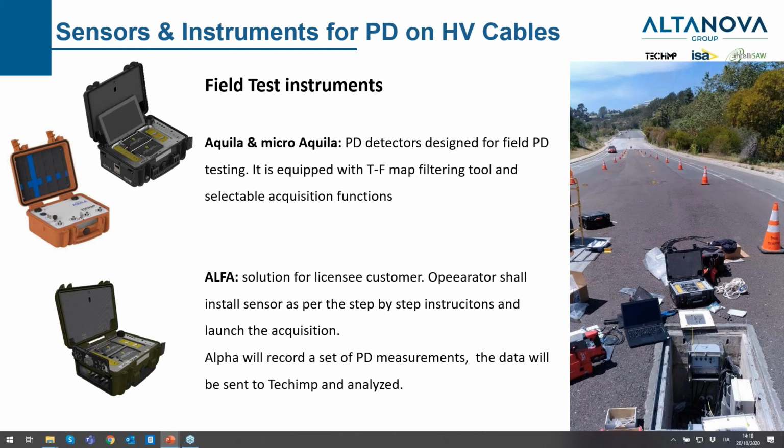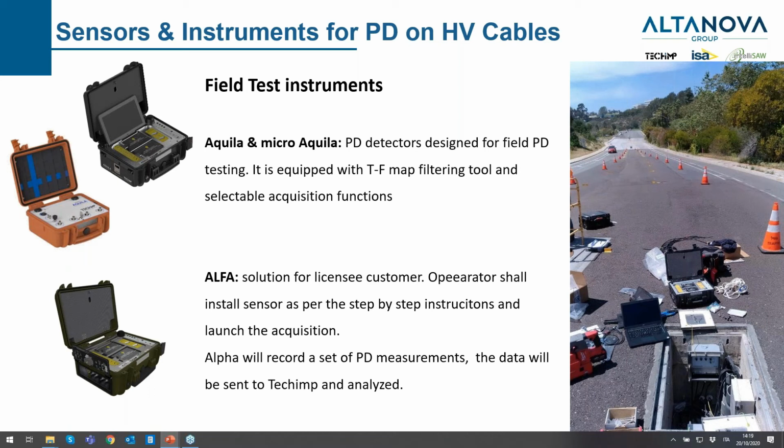What are the differences between Alpha and Aquila? Basically, Aquila and Microaquila are designed to be used by skilled personnel, and they have a variety of tuning parameters that can be set during the acquisition. In many cases, partial discharge can be a side activity for the testing engineers, something that they don't do every day, but just once in a while.